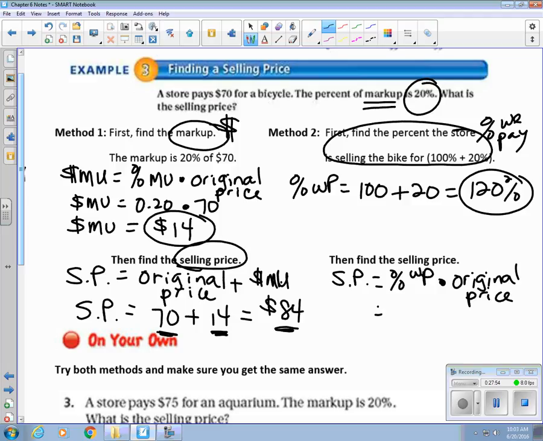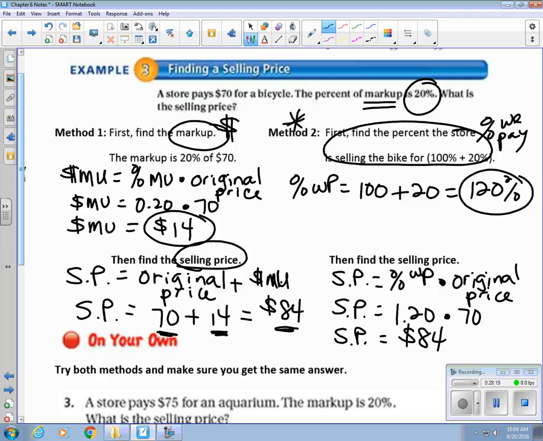Well, the percent we paid is 120%. We're going to write that as a decimal. SP, selling price, is equal to 1.20 times 70. And if you do 1.20 times 70, you're going to find that that's equal to $84, which is the same as what we got doing it the other method. So again, this is my preferred method of doing it, but you can do either one.